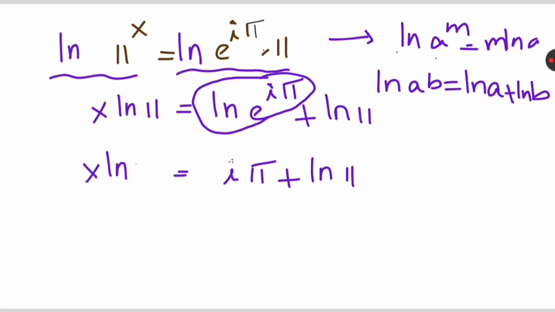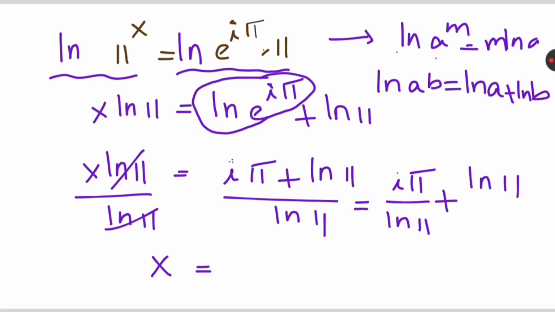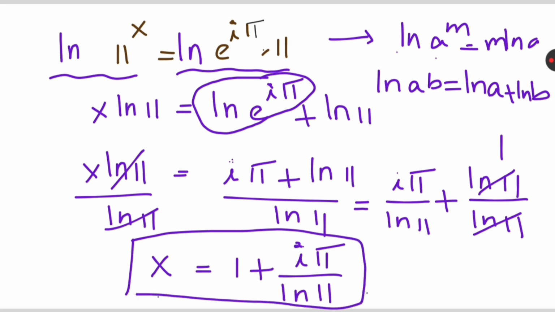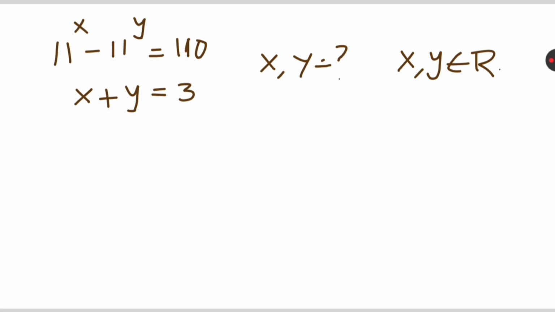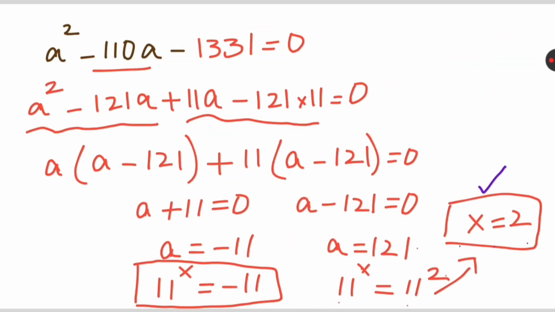So we need to find the x value. That's why we divide both sides by log 11. After getting cancelled, we are going to get x equal to, on the right hand side, i pi over ln 11, that means log 11 plus i pi over log 11, that is log 11 over log 11 plus i pi over log 11. Here it gets cancelled, left only 1. Our x value is 1 plus i pi over log 11. So this is the other x value. In this x value, you are getting complex numbers, but in the given equation x and y are real numbers. That's why we are not considering this.